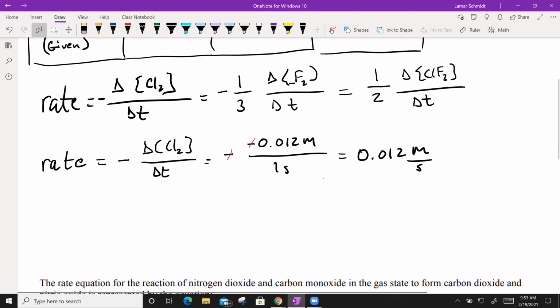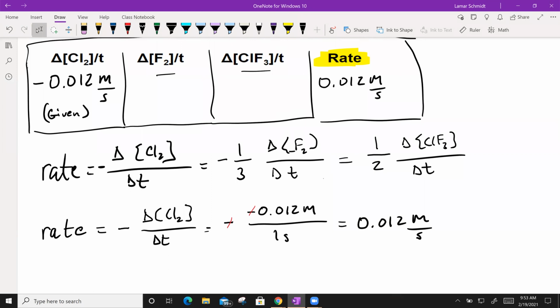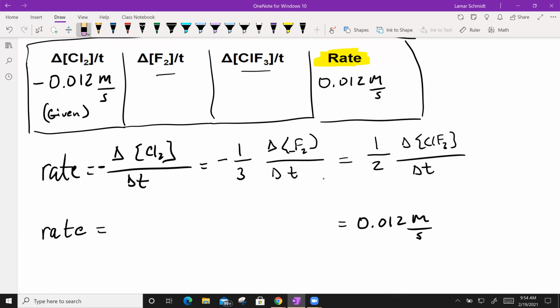All right, so now we can use all of these, which are equal, because rate, which is 0.012 molar per second, is equal to everything. Every one of these things is equal to one another. We could do this a million different ways, but I always like to solve for rate first. And then once I solve for rate, everything else is easy. And so now we want to figure out how to calculate the change in the concentration of F2 with the change in time.